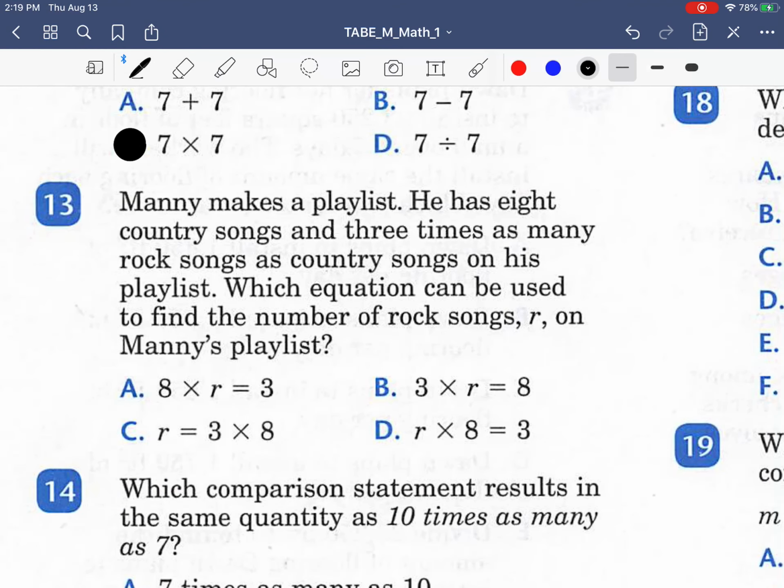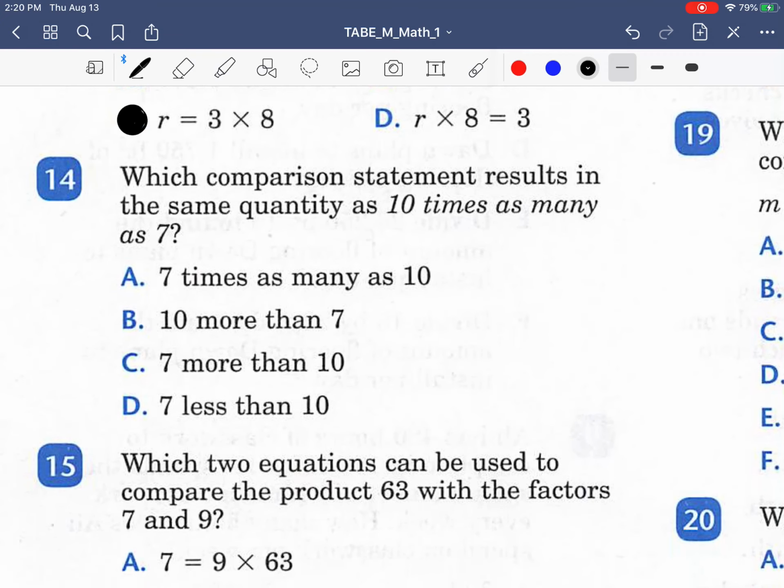Manny makes a playlist. He has 8 country songs and 3 times as many rock songs as country songs on his playlist. So they're telling me that the rock songs are 3 times the country songs. And we know that he has 8 of those country songs. So the rock R equals 3 times 8. And this time we only choose one expression. R equals 3 times 8. That is C. Haven't done a bit of math. It's all about reasoning.